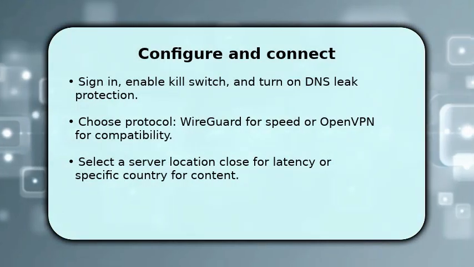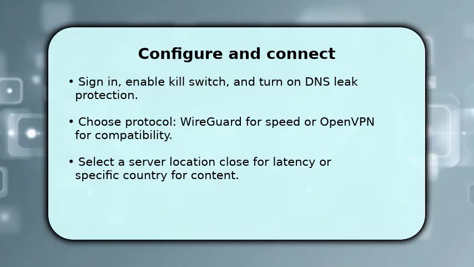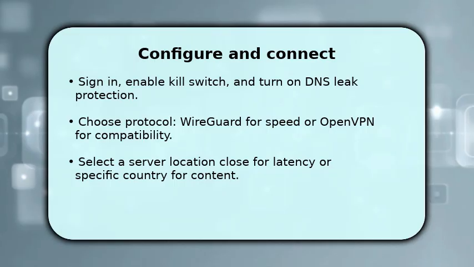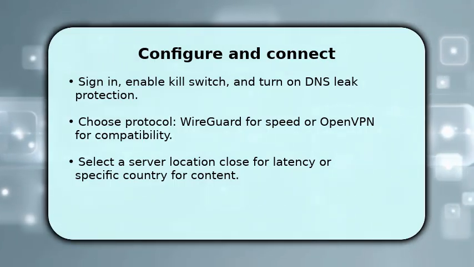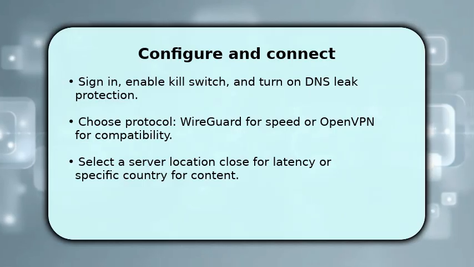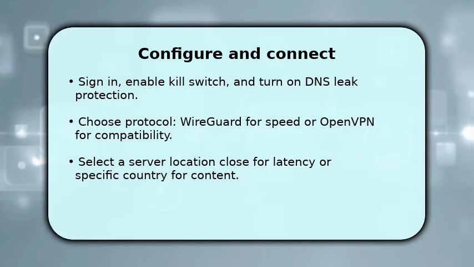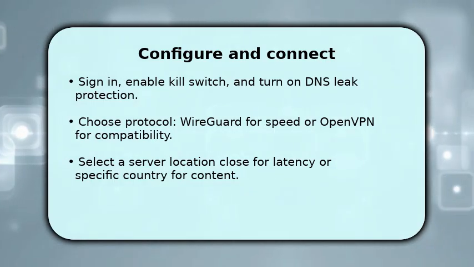You now configure the app. Sign in and enable critical protections like the kill switch and DNS leak prevention so your traffic won't leak if the VPN drops. Next, choose a protocol. WireGuard gives you faster performance. OpenVPN is solid for older systems. Then pick a server location. Nearby servers reduce latency, while a specific country helps access region-restricted content.